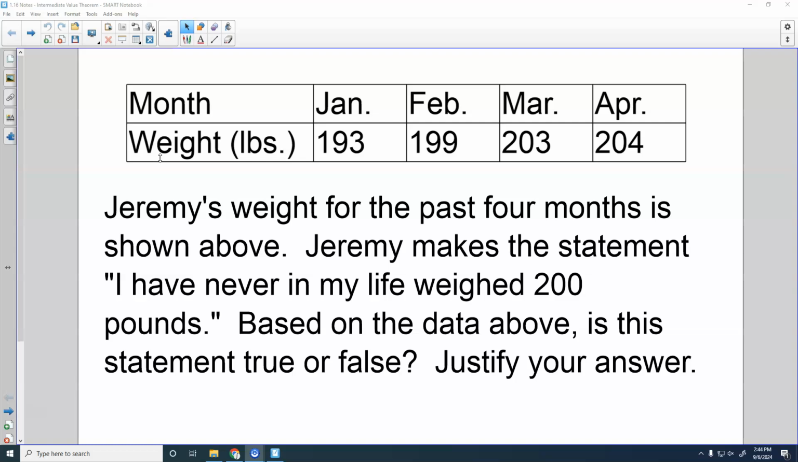Right. So you're making an assumption there, right? You're making an assumption that to go from 199 up to 203, he had to weigh 200 sometime in between there. So you're making an assumption that weight has to be continuous. And I would also agree that pretty much weight has to be continuous. I mean, I guess if we're on a molecular level, maybe not.